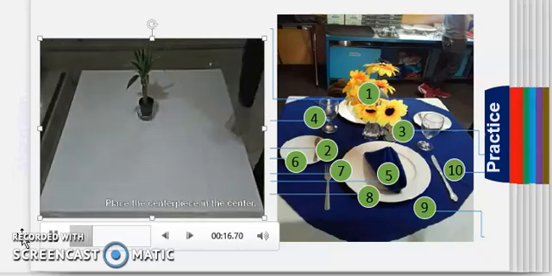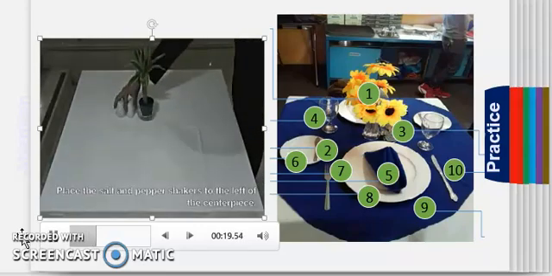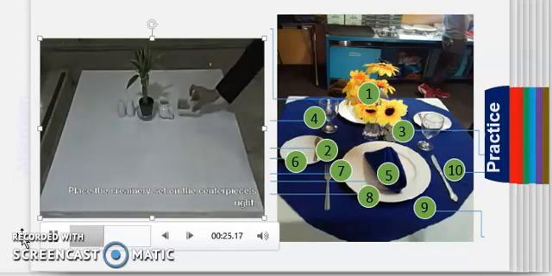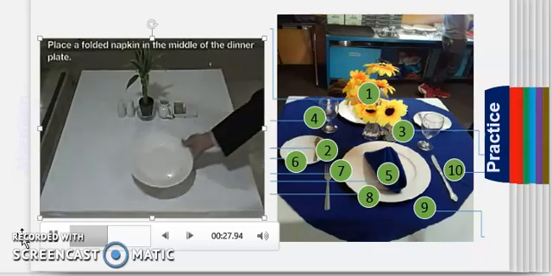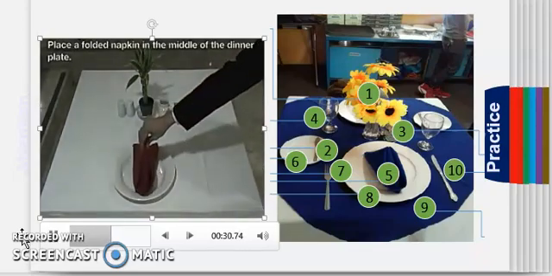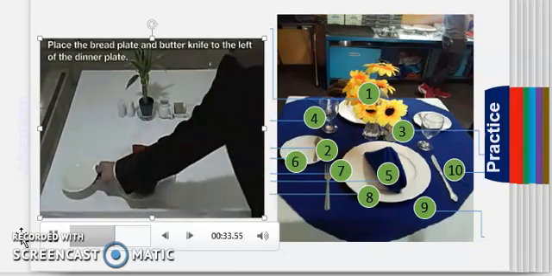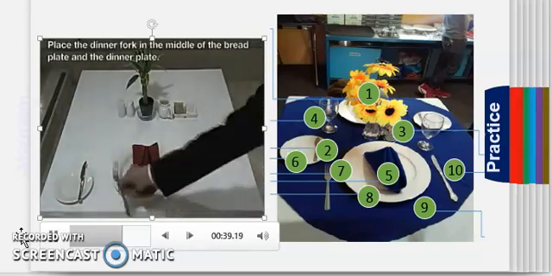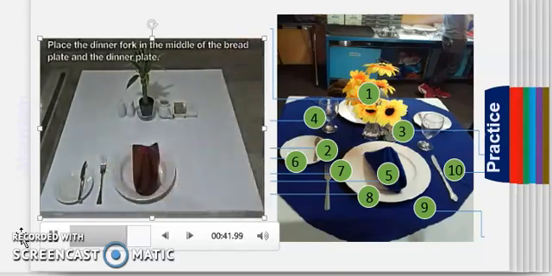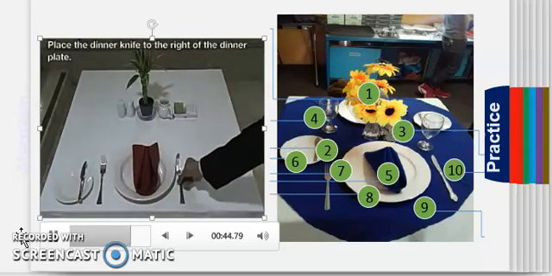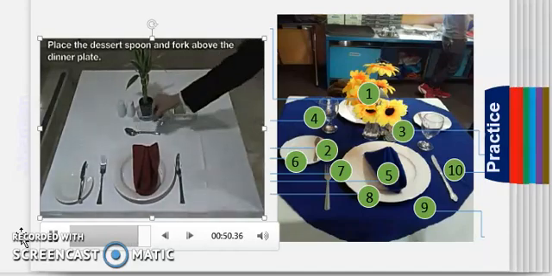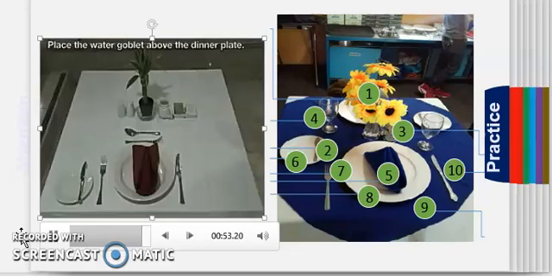Place the centerpiece at the center of the table. Place the salt and pepper shaker on the left side of the centerpiece. Place the creamery set at the right side of the centerpiece. Start by placing a folded napkin at the center of the breakfast plate. Place a bread plate and butter knife on the left side. Place the dinner fork to the left of the dinner plate. Place dinner knife on the right side of the dinner plate. Place dessert teaspoon and dessert fork at the top of the dinner plate. Facing the setup, place the water goblet above the tea plate.